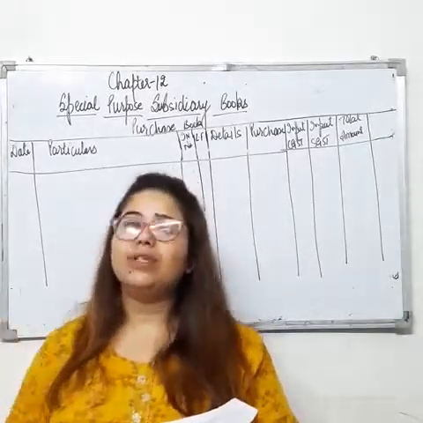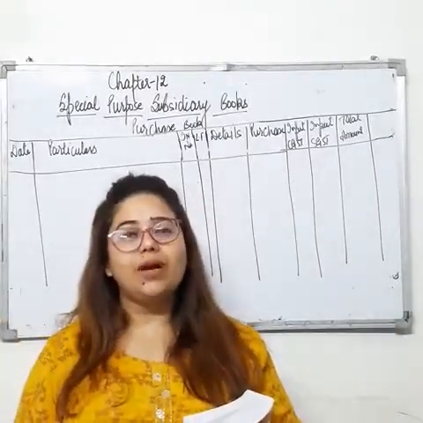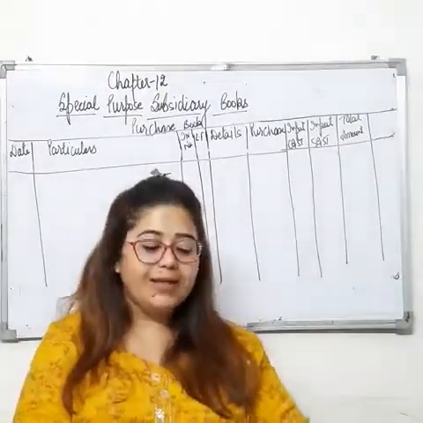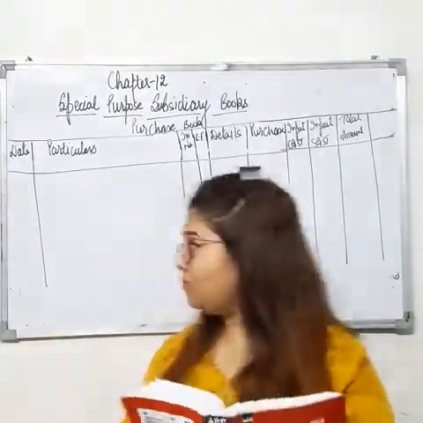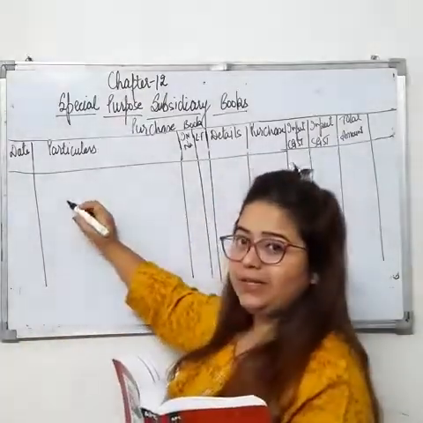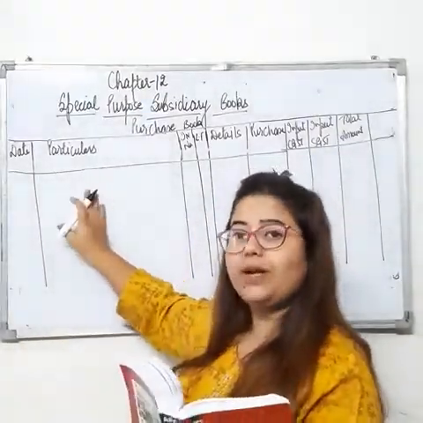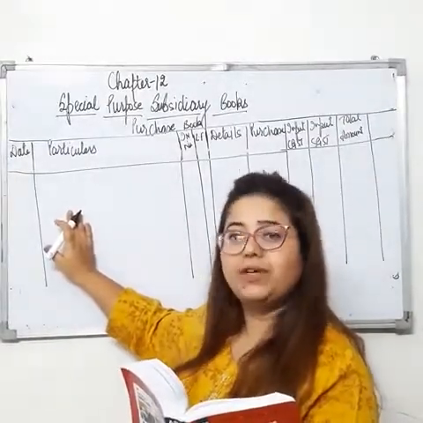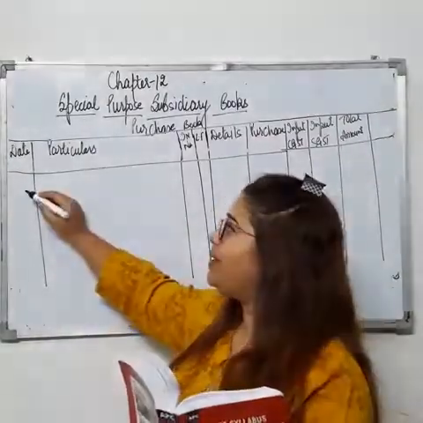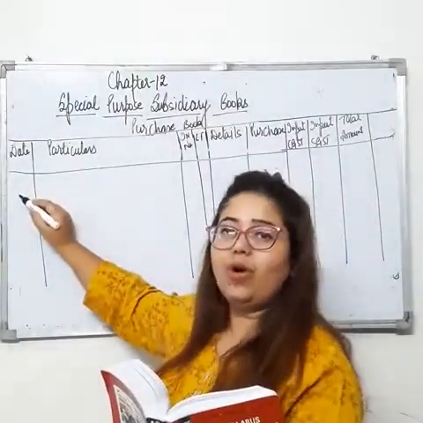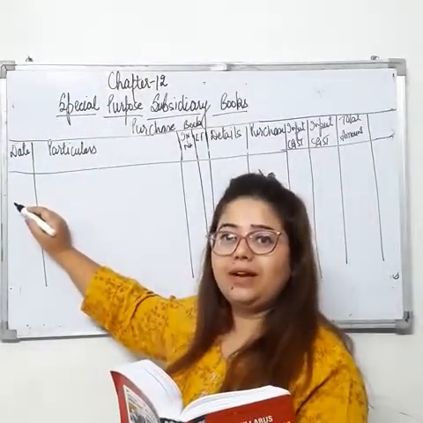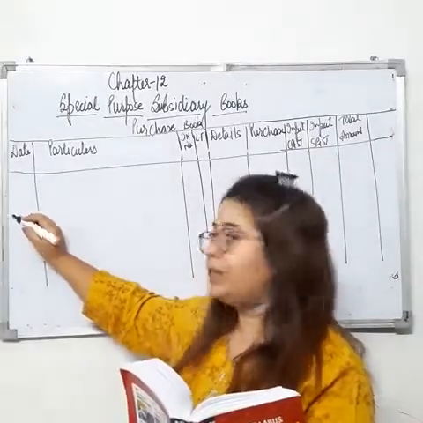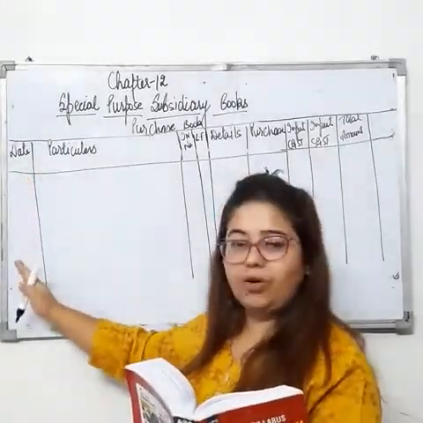So let's start with our practical question. Question number 1 from your book, and the page number is 12.31. Firstly, I want to explain the format, like what particulars and which columns I have included in the purchase book. The first one is the date column, and you all know that date is very mandatory, like on which date the particular transaction happened. So it is very important to record the date.